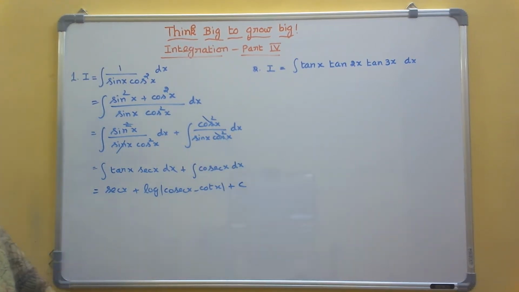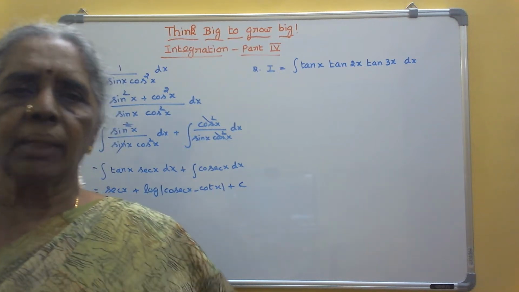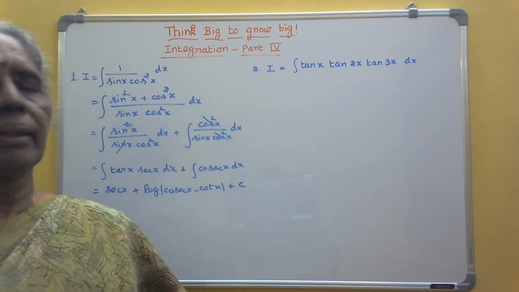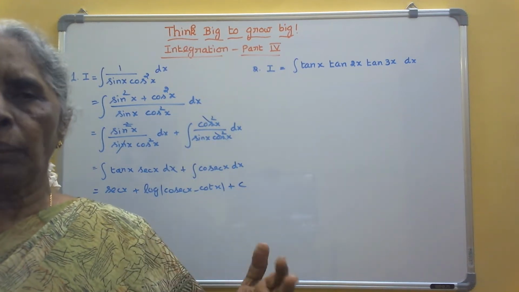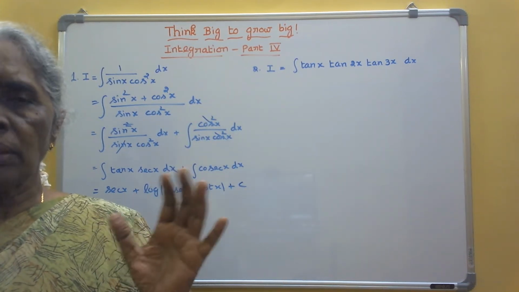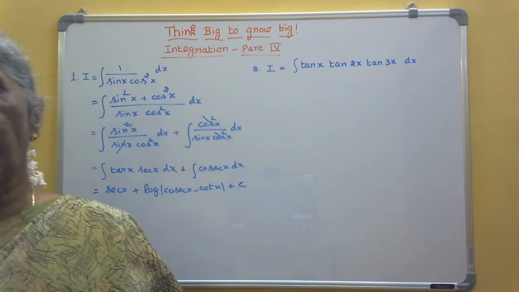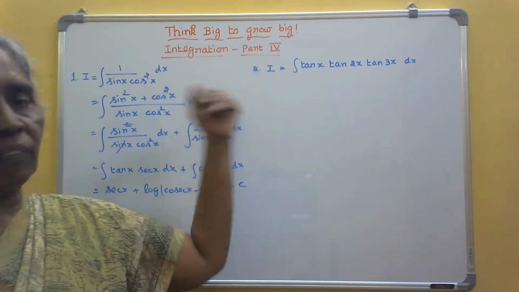Okay. So in this sum, what you have to remember? The 1 in the numerator. If you write it as sin squared x plus cos squared x, that will help you in some sums. So these are all like some concepts which you have to remember. Now let us see a different sum.